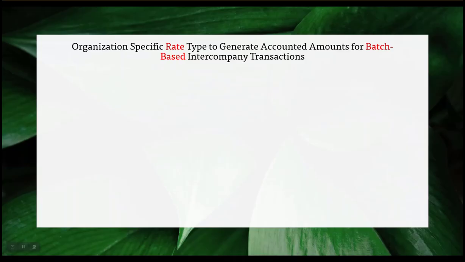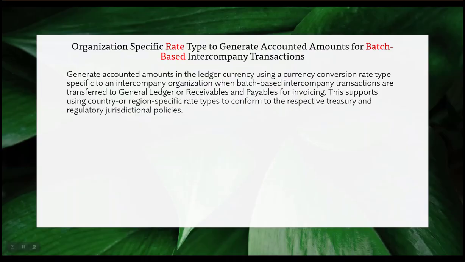Organization-specific rate type to generate accounted amount for batch-based intercompany transactions. Generate accounted amount in the ledger currency using a currency conversion rate type specific to an intercompany organization when batch-based intercompany transactions are transferred to general ledger or receivables and payables for intercompany invoicing. This supports using country or region specific rate types to conform to respective treasury and regulatory jurisdiction policies.